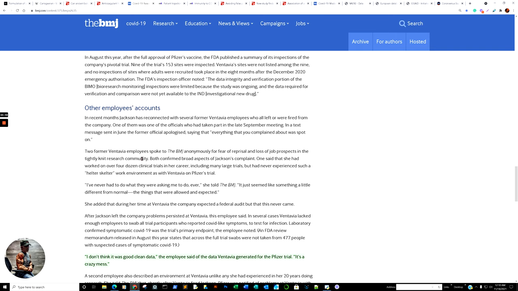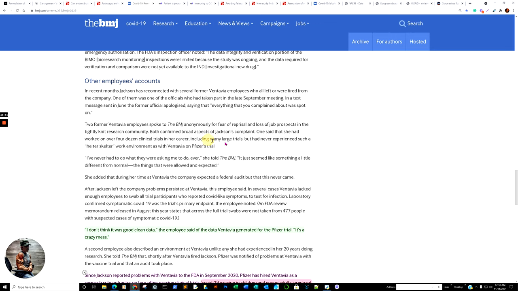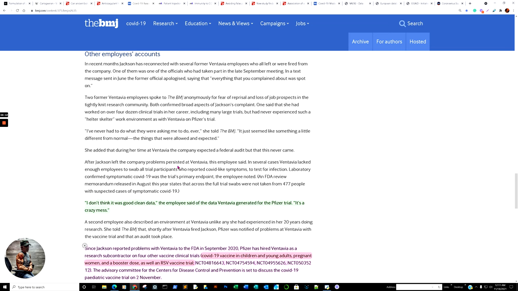But to proceed, two former Ventavia employees, blah, blah, blah, both confirmed broad aspects of Jackson's complaints. One said that she had worked on over four dozen clinical trials in her career, including many large trials, but never had experienced such a helter-skelter work environment as with Ventavia on Pfizer's trial. Quote, I have never had to do what they were asking me to do. It just seemed like something a little different from normal. The things were allowed and expected. She added that during her time at Ventavia, the company expected a federal audit but it never came.